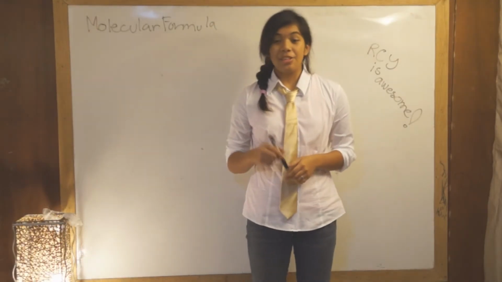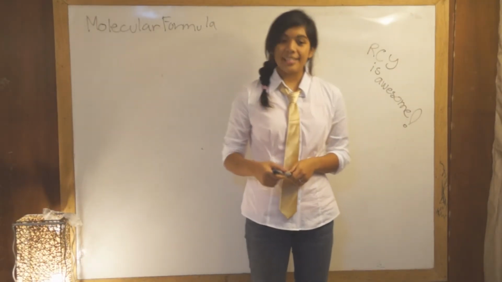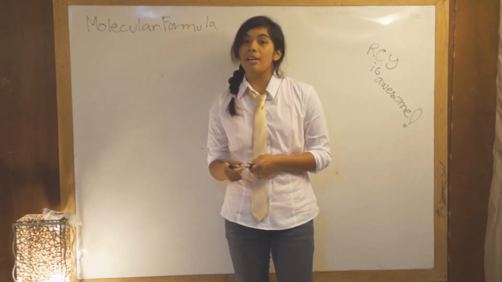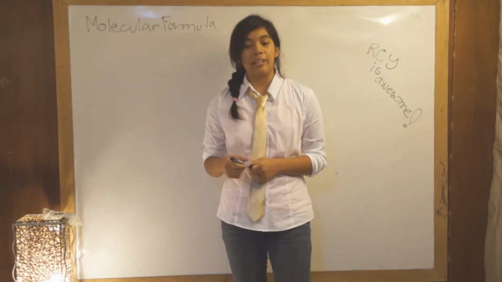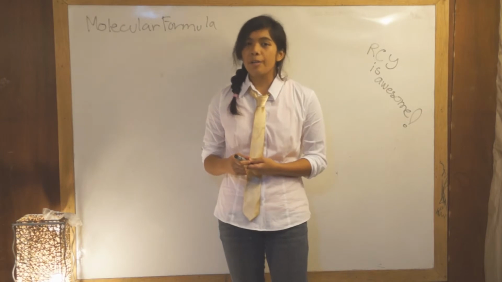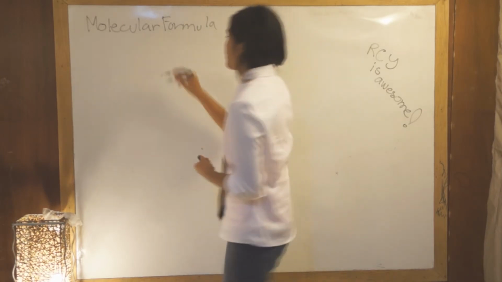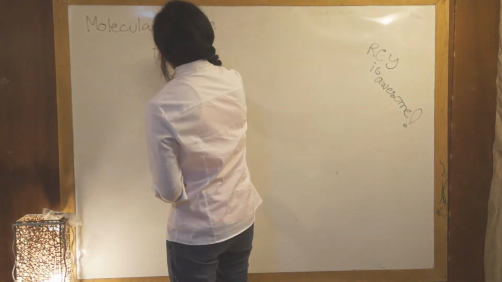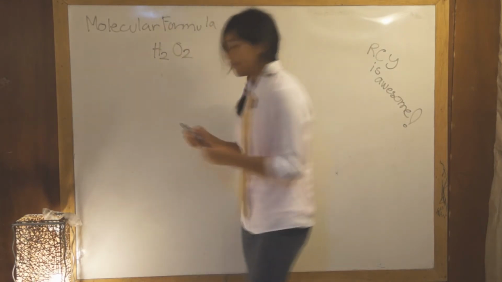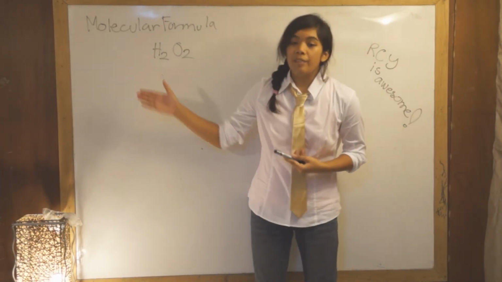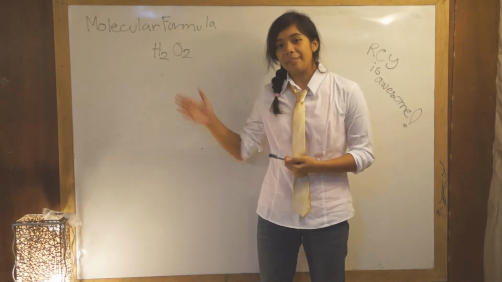Molecular formula. This is how we write formulas that exist as molecules. This formula states exactly how many atoms there are in a molecule. For example, hydrogen peroxide: two atoms of hydrogen and 2 atoms of oxygen.